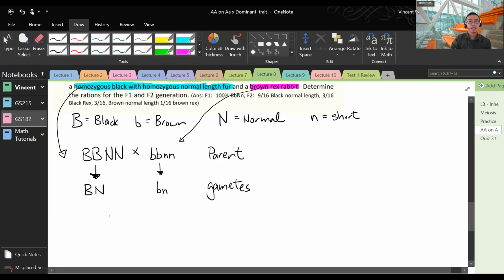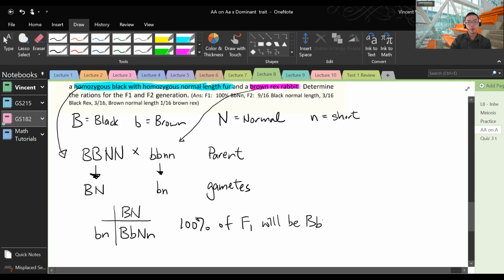Okay. So if I do the Punnett square, I'm going to put big B, big N here, small b, small n here. So 100% of the F1 generation, the first generation of offspring, will be big B, small b, big N, small n, which is normal black fur.